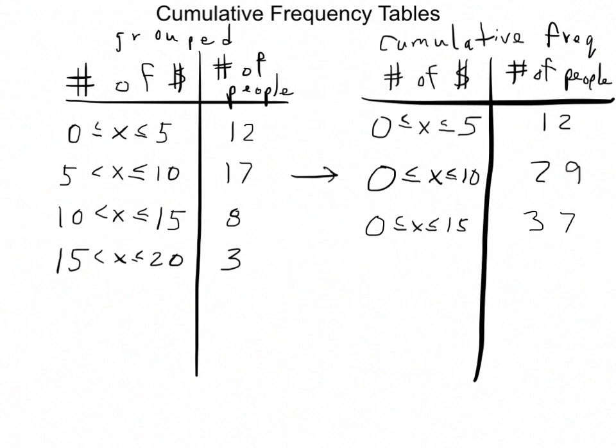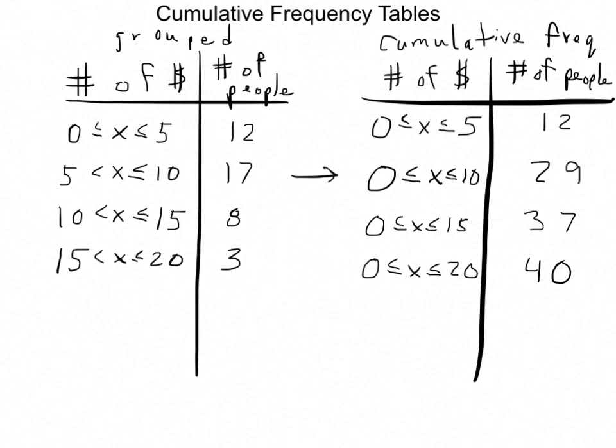So if you've understood this so far, you should be able to pause the video and figure out what should go on this next line down. The next line down should be 0 less than or equal to x less than or equal to 20. And now you're taking the 37 that you had before and adding on 3 more between 15 and 20, which gives us a total of 40. Okay?